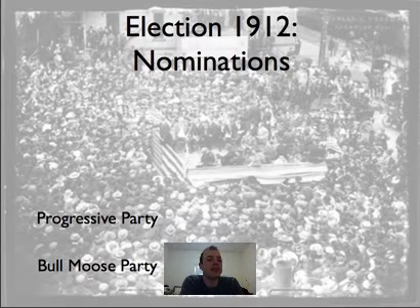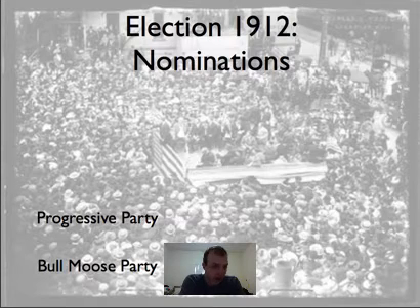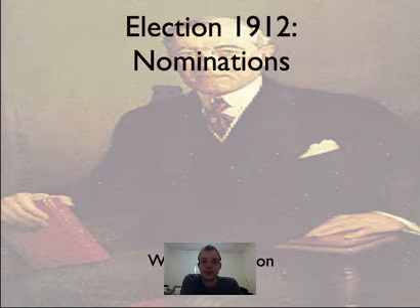However, Roosevelt is so popular that a group of progressives form the Progressive Party, and they nominate Teddy Roosevelt as their candidate. Roosevelt, upon hearing that he had been nominated by this third party, says, "I'm as happy as a bull moose." So sometimes this party is referred to as the Bull Moose Party. Woodrow Wilson is the Democratic candidate. He is also a progressive. He's the former governor of New Jersey.